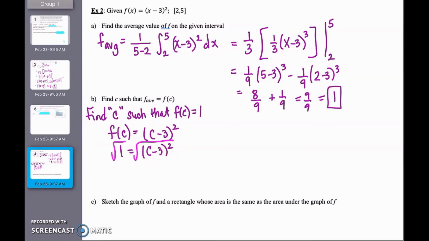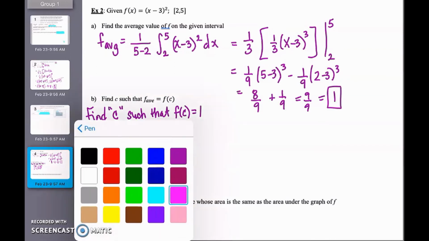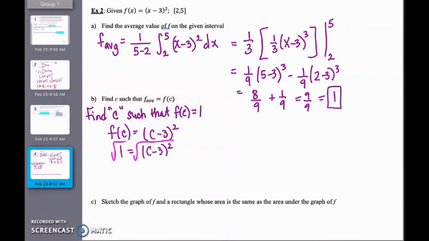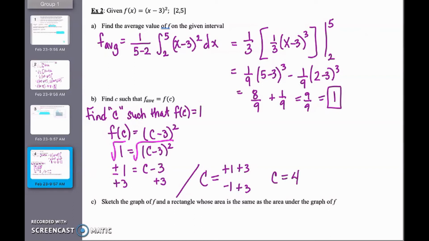Now be careful. Here's a little bear trap that we could fall into. We want to make sure that we're finding all solutions. So the square root of 1 would be both positive and negative 1. And then over here, the square root and the squared cancel, so we just get c minus 3. So when we add 3 to both sides, we get 2 possibilities for c. c could be equal to positive 1 plus 3, or c could be equal to negative 1 plus 3. So we get c equals 4, or we get c equals 2.